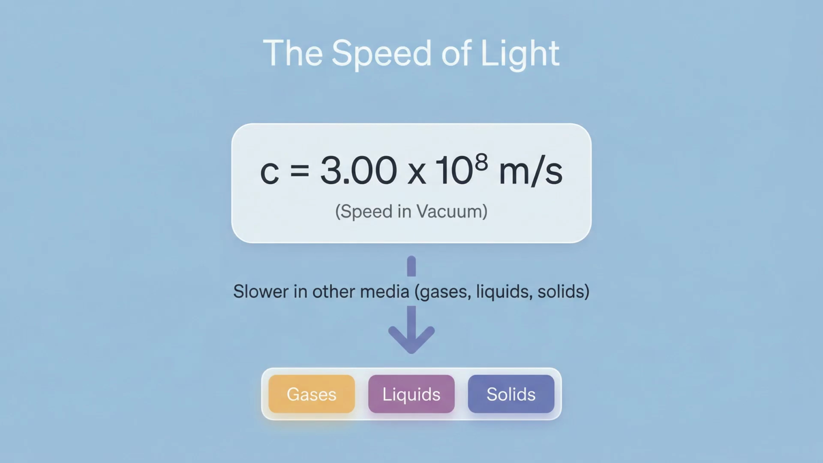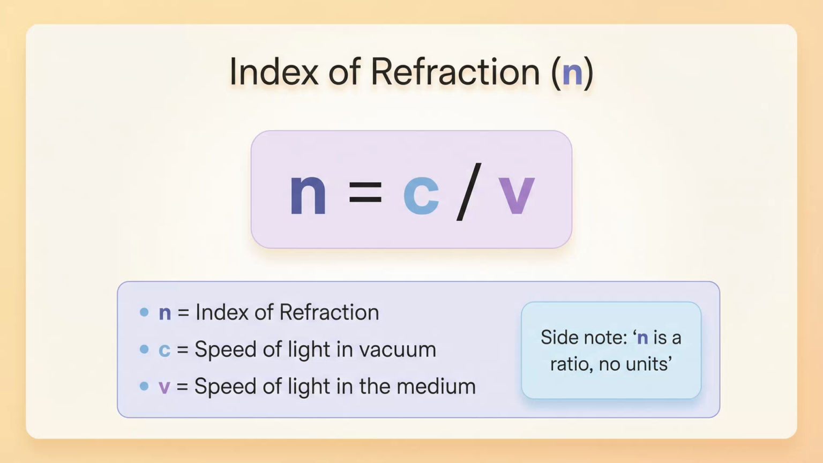Now, the speed of light in a vacuum is absolutely massive, 3 times 10 to the power of 8 meters per second. That's c. But the moment light enters anything else, like glass or water, it hits traffic and slows down. That change in speed is the key to everything we're discussing. We measure how much light slows down using something called the index of refraction, denoted by n. It's a simple ratio, the speed of light in a vacuum divided by the speed of light in that specific substance. The bigger the n, the slower the light is moving in that material.